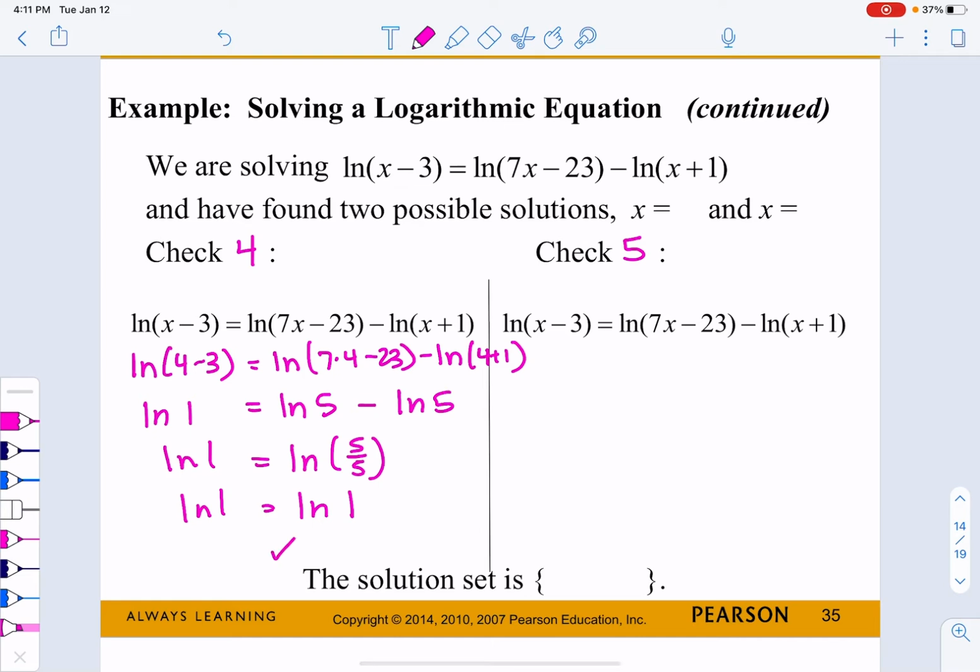They are equal to each other. Let's try the other one. If I have an ln of, we have 5, take away 3, so we have an ln of 2.